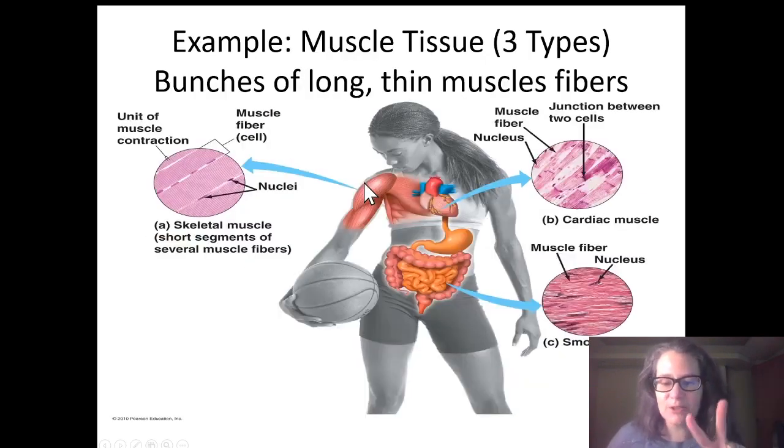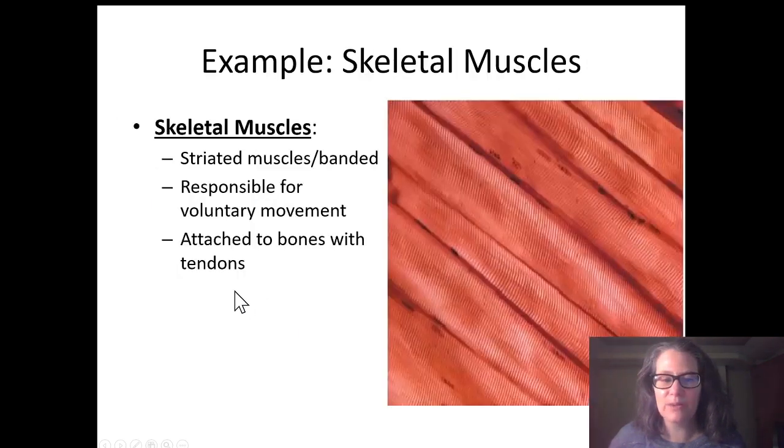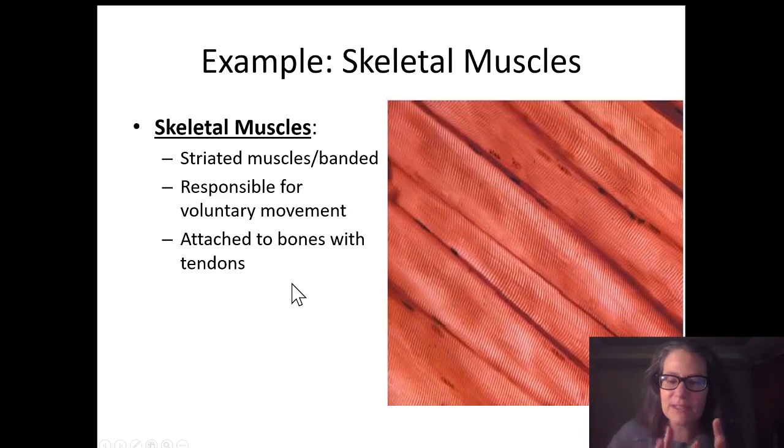You also have muscle tissue. That's the third kind. Muscle tissue comes in a variety of kinds: skeletal, cardiac, and smooth. Let me walk you through these. Skeletal muscle is highly striated. When you look at it underneath the microscope, you can see those bands. And typically skeletal muscle is for movements of various sorts.